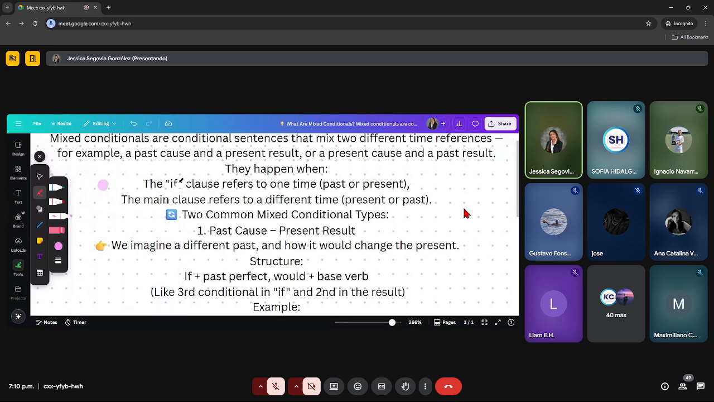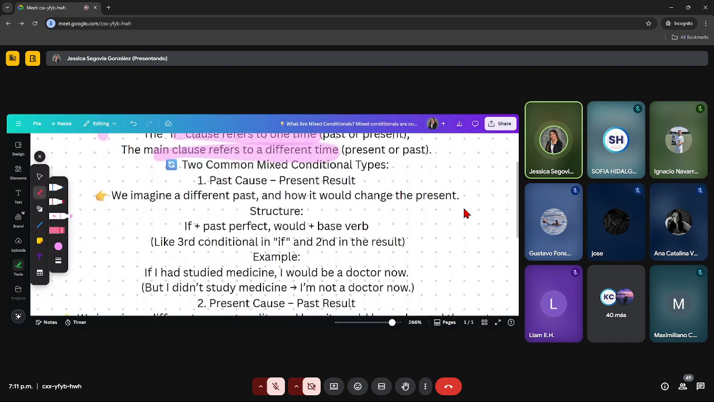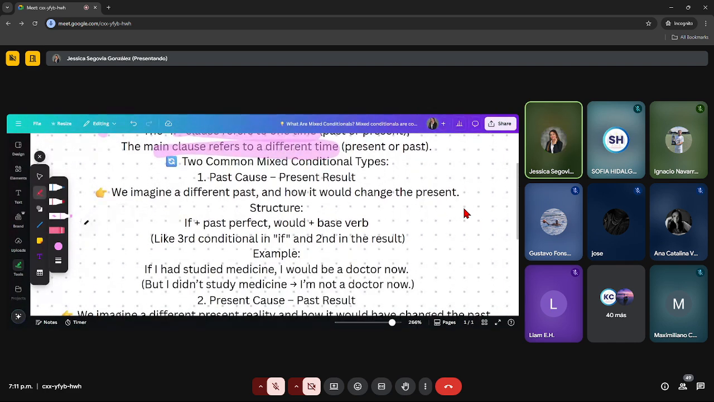Okay, here we go. If the if clause refers to one time, the main clause is going to refer to a different time. So remember, if it is a present situation, the result is going to be in the past. And if it is a past situation, the result is going to be in the present. The two common types, or the ones that we have been studying in class, are past clause with present result.